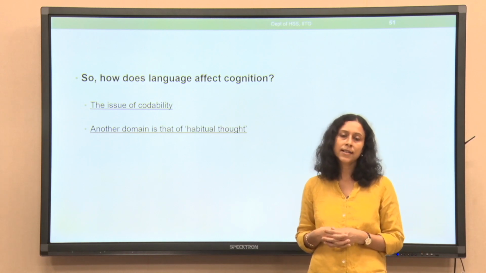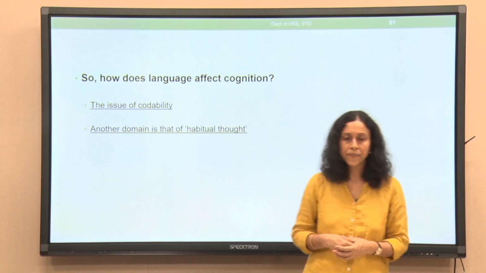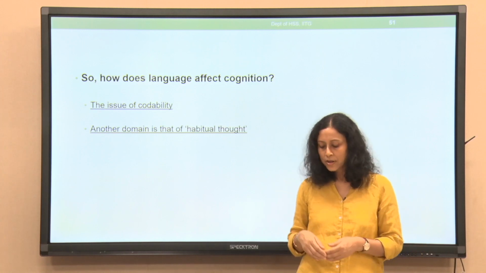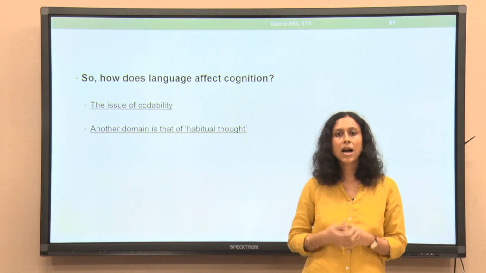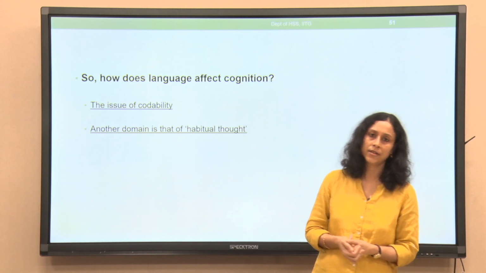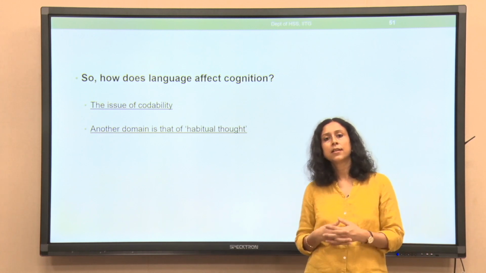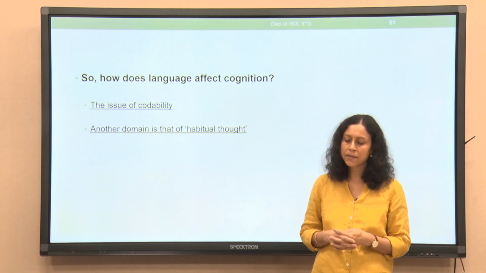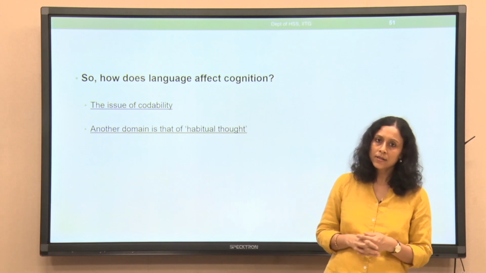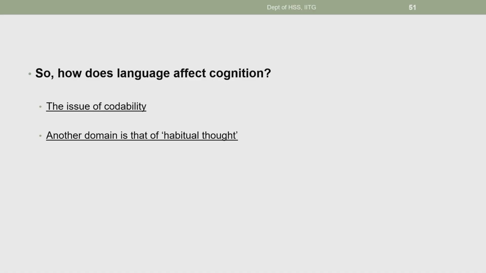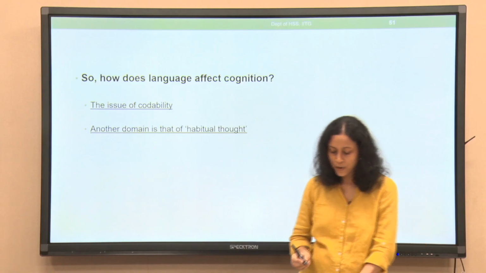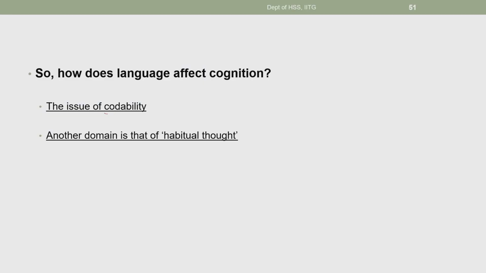But let us put it in a more structured way. How do we put a structure to it? Let us ask the fundamental question: how does language affect cognition? We have seen in bits and pieces here and there, through examples of gender, number, time and so on, that there are impacts. So, to put it in a more structured way, there are two ways that language actually affects cognition. One is the issue of codability.